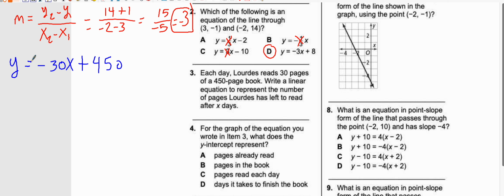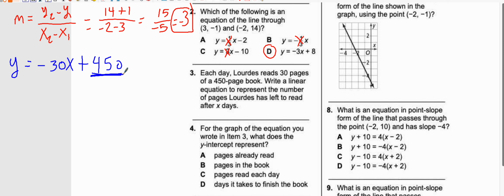Would it be pages already read, or pages read each... Pages in the book. Not pages read, in the book. For the graph of the equation you wrote in item 3, what does the y-intercept represent? So that's the y-intercept. It's the pages in the book. That's how many pages the book has.